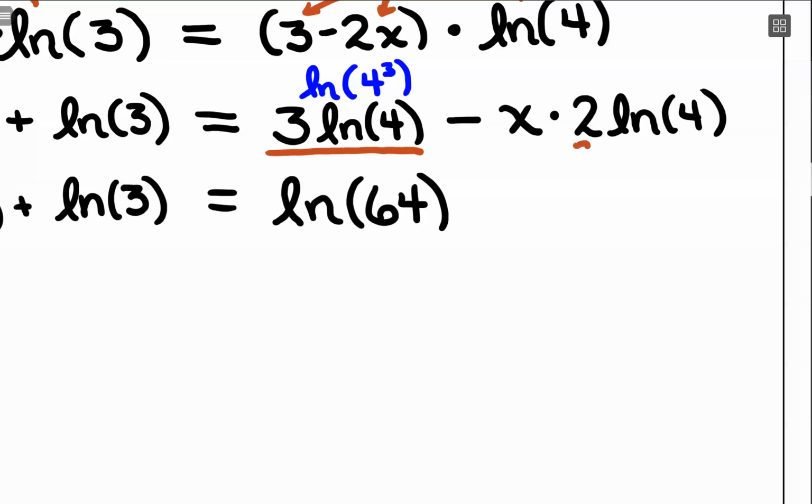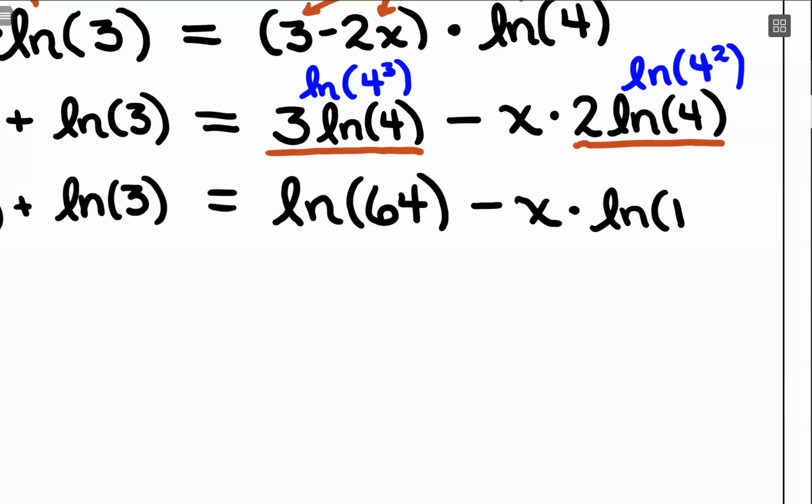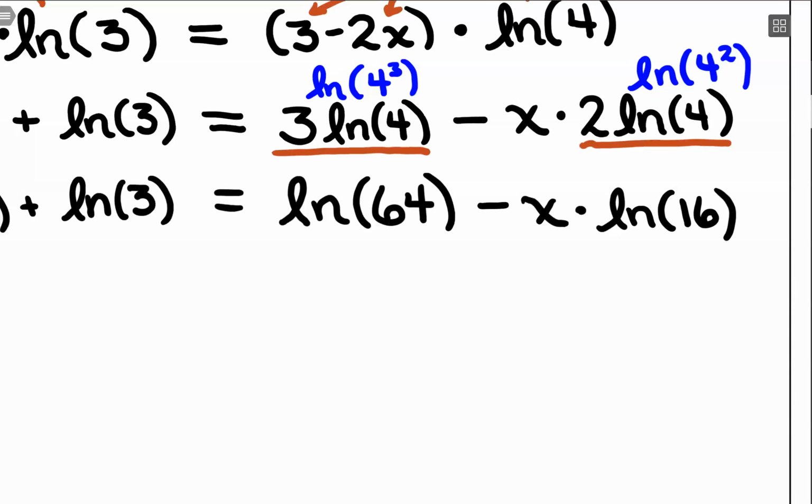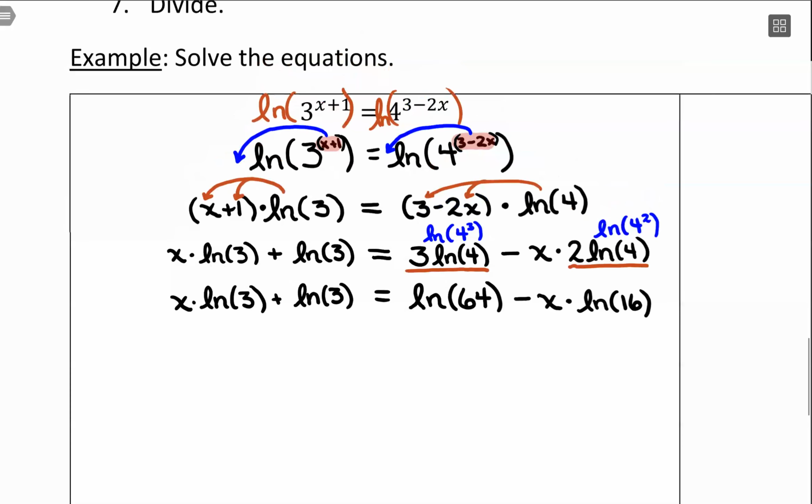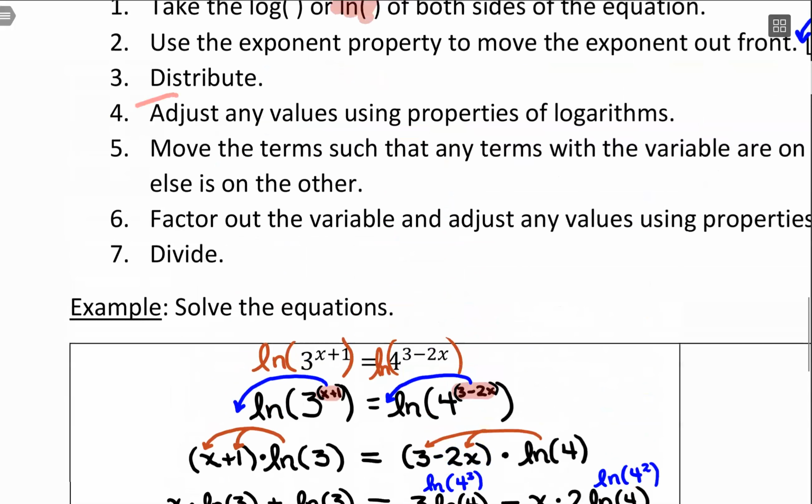I'm going to do the same thing over here, where I'm going to have minus x times, and then instead of 2 times the natural log of 4, this is the same thing as the natural log of 4 with an exponent of 2. I'm going to rewrite that as the natural log of 16. So it's up to you if you want to do that step. Again, you can get by without it, but what I did find is with the numbers out front and inside, it can just get a little confusing. So that was step 4.